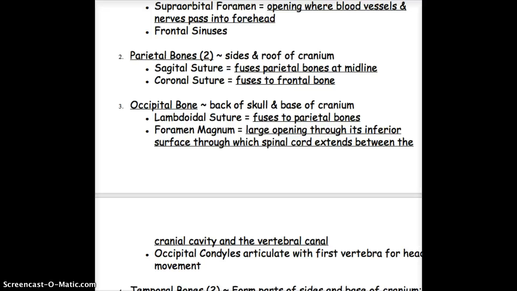And then you have the occipital condyles, which articulate with the first vertebra for head movement.